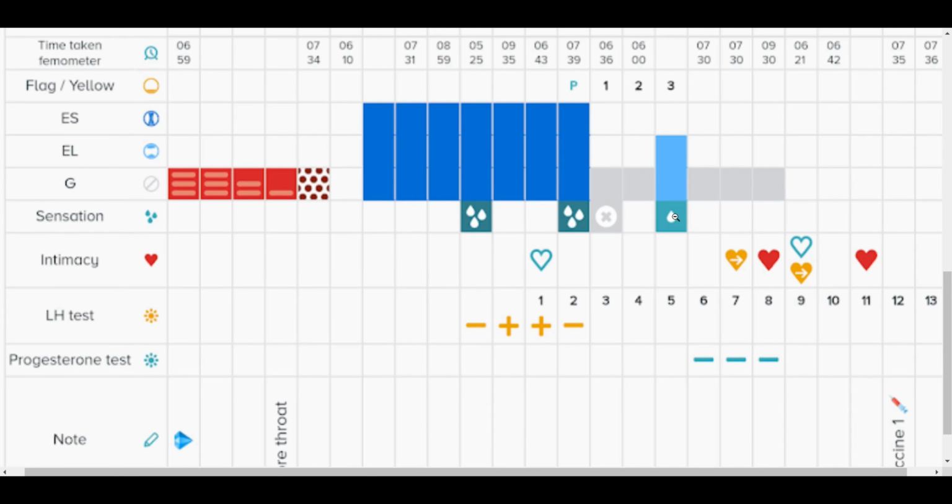Now, I won't get too far into sensation because we just went on this massive mucus tangent, and I don't want to take up too much of your guys' time. But sensation notation is an important part of determining what type of cervical mucus is present. So it's not just about seeing the cervical mucus, it's also about feeling it.